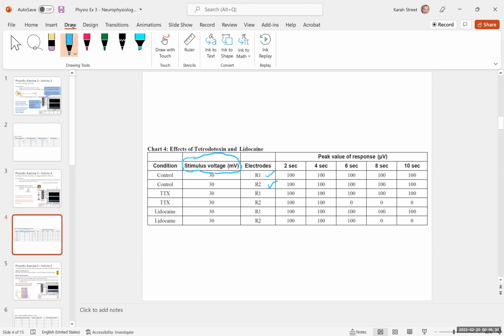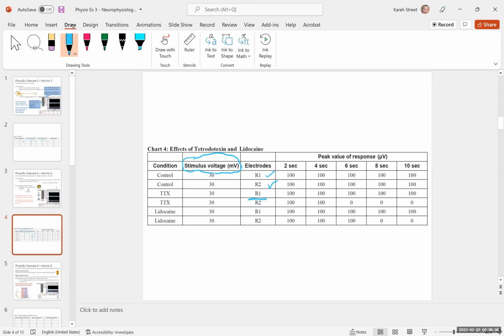Then we add tetrodotoxin. Again, this is added in between recording electrode one and two. So notice that recording electrode one still generates an action potential every 2 seconds once the stimulus is given. But recording electrode number two no longer spikes an action potential after 4 seconds. The toxin has taken effect. Blocking sodium voltage gated channels means an action potential cannot happen.